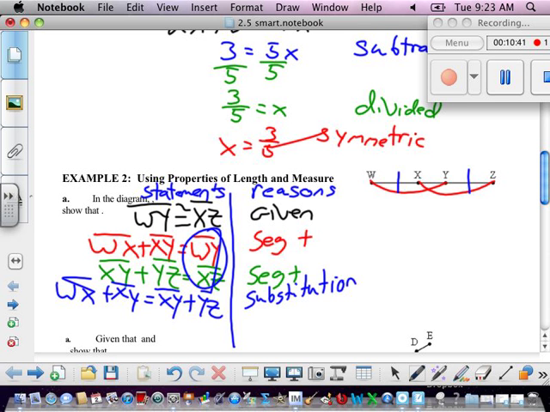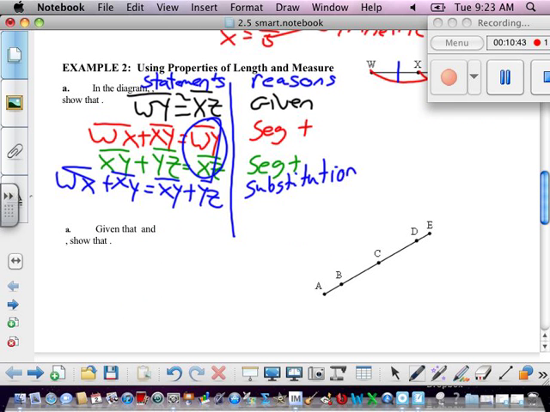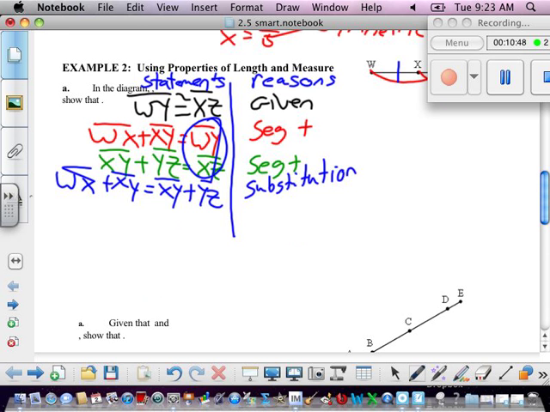Okay, this is going to look a little weird, but I want you to just think about it. Is there anything on either side that's the same? XY. So could I subtract XY from both sides and they would cancel? So I'm given WX is congruent to YZ by subtraction. And what were we trying to prove? Exactly that.